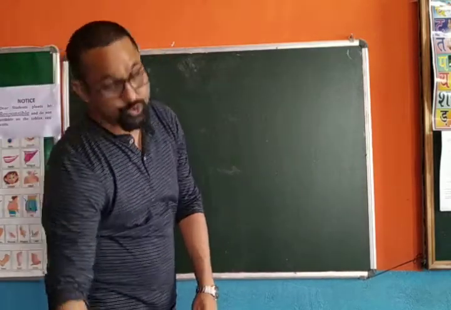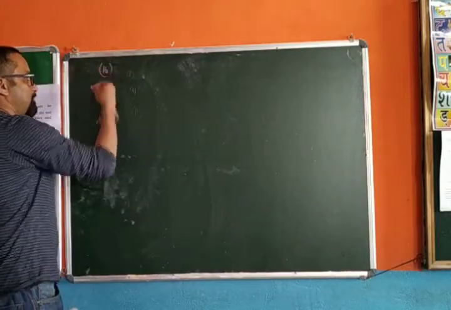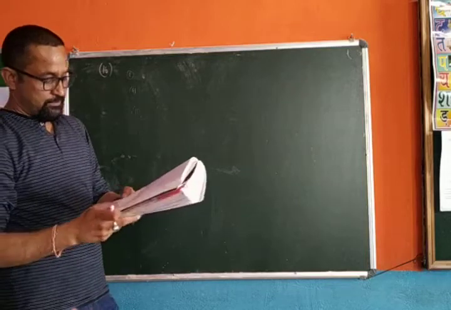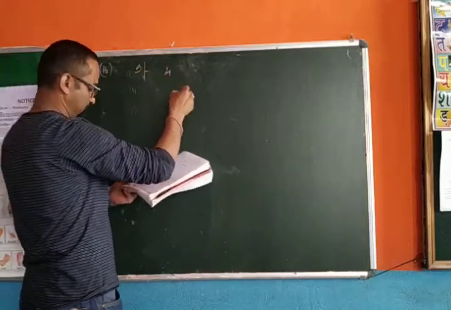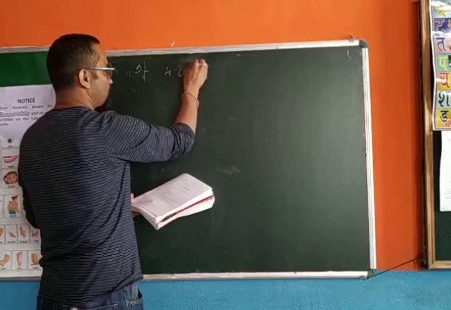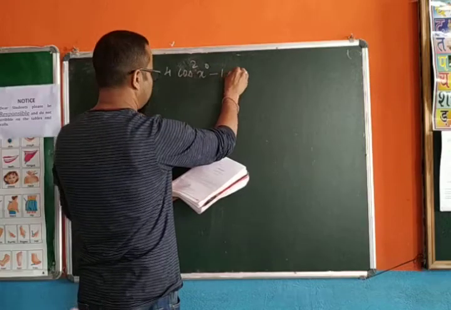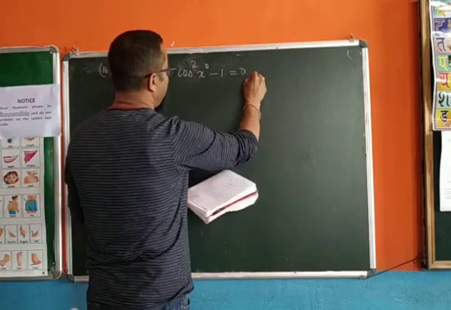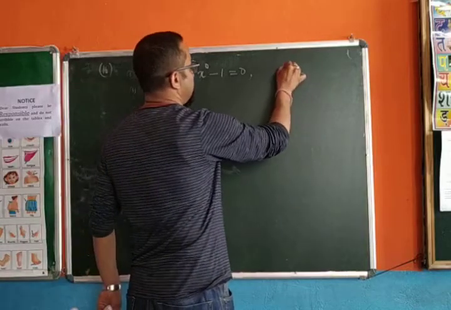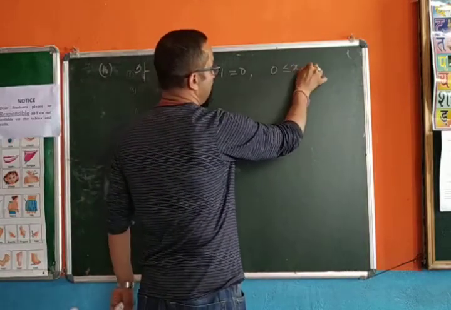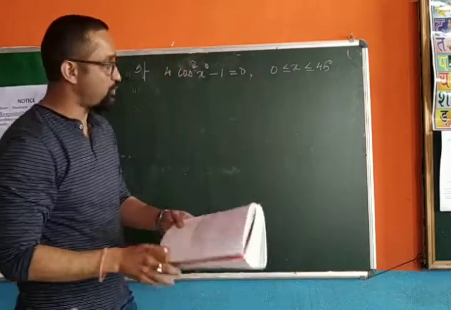Now question number 16. It is very important. Question says that if 4 cos square x degree minus 1 is equal to 0, and you have a condition given, x is greater than or equal to 0, less than or equal to 90.